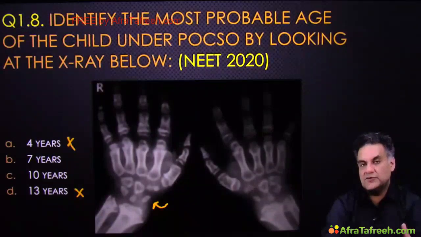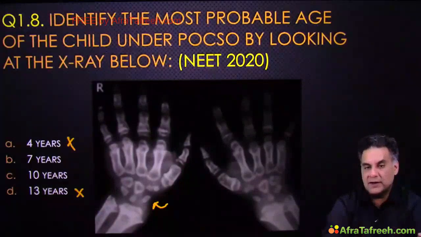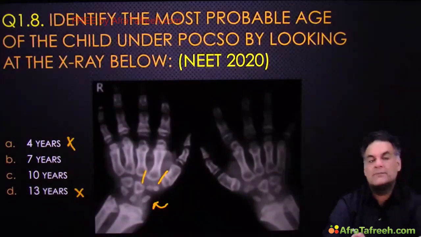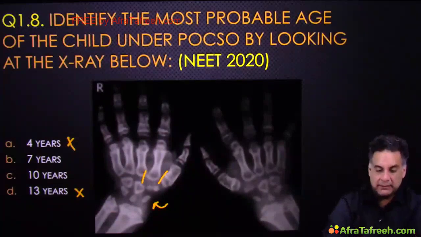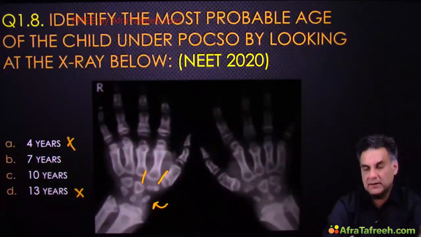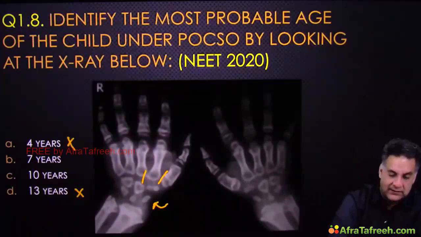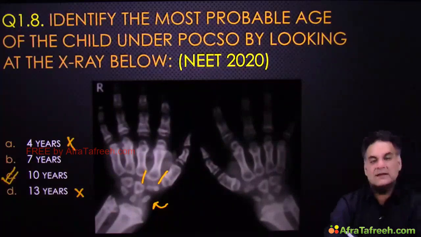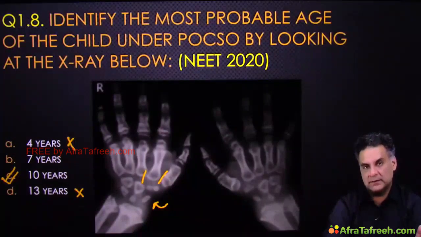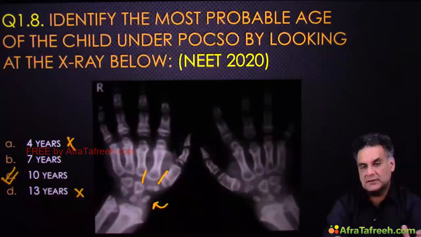Right? And if you have to choose, the scaphoid appears with trapezium and trapezoid. So you have scaphoid, trapezium and trapezoid. Right? Capitate, hamate are already there. Scaphoid, lunate and triquetral are there. So if you have to choose between the two, 7 and 10, choose 10 years as the answer because you have majority of the bones coming up. Except for pisiform which appears at 12 years. That is why your answer is going to be 10 years.